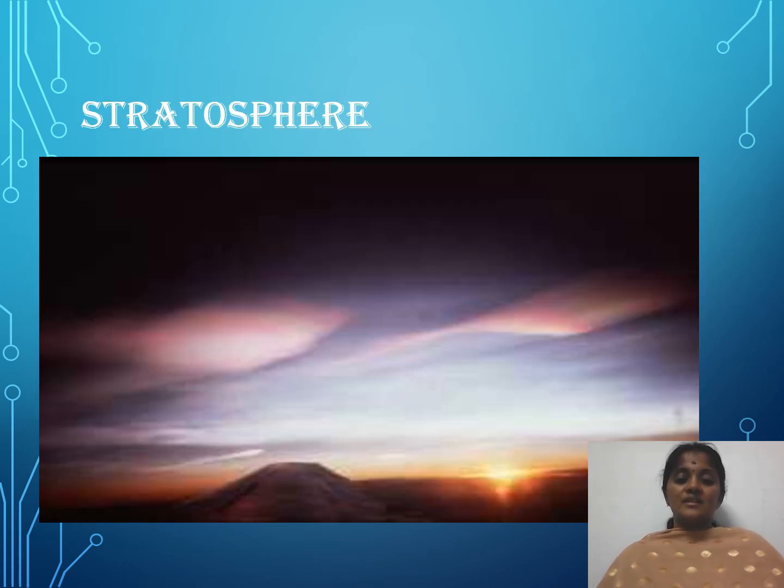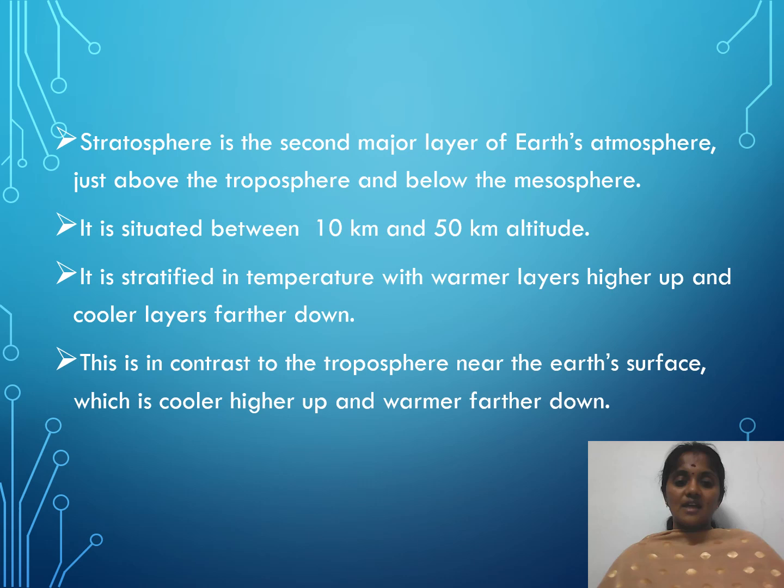This is the stratospheric region where we have the ozone layer. The stratosphere is the second major layer of Earth's atmosphere. It is just above the troposphere and below the mesosphere, situated between 10 km and 50 km altitude. It is stratified in temperature, with warmer layers higher up and cooler layers further down. This is in contrast to the troposphere near the Earth's surface, which is cooler higher up and warmer further down.